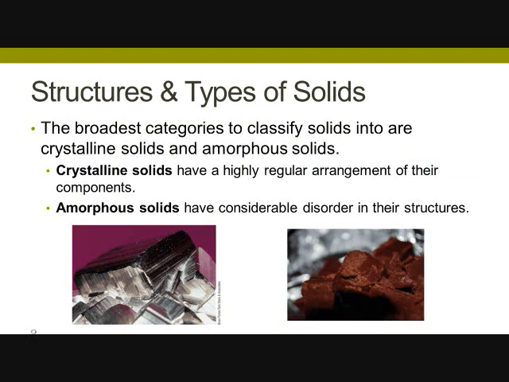3 is about the structure of ionic solids. So when we are categorizing solids, we can group them into crystalline solids and amorphous solids. Crystalline solids have a highly regular arrangement of their components, and amorphous solids are considerably disordered in their structures.